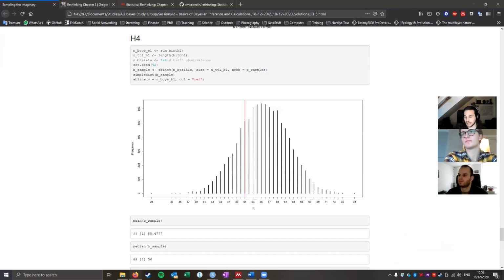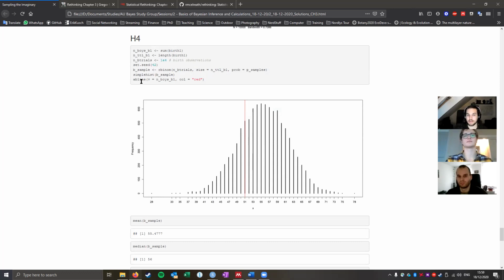The total for that is just the length of birth 1. The trials that I will simulate are again 10,000. Again, I'm setting a seed. I am now using the new total trials per trial, so the new total births that I look at for each, and still run with the same p samples that I obtained from my posterior previously.